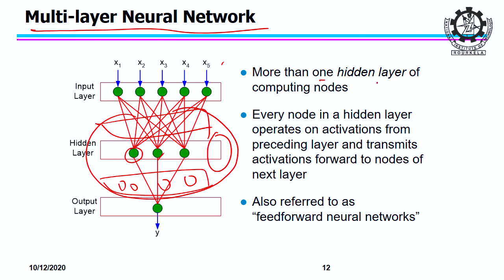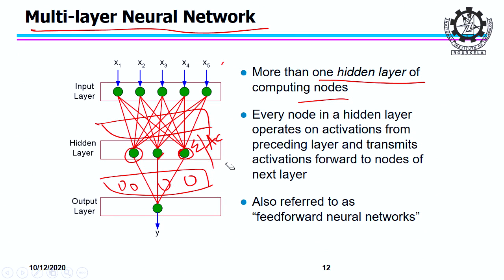So, more than one hidden layer of computing nodes. Every node in the hidden layer operates on activation from the preceding layer and transmits activation forward to the nodes of the next layer. Each node has one part that is the summation and another that is the activation function. This is also referred to as a feed forward neural network.